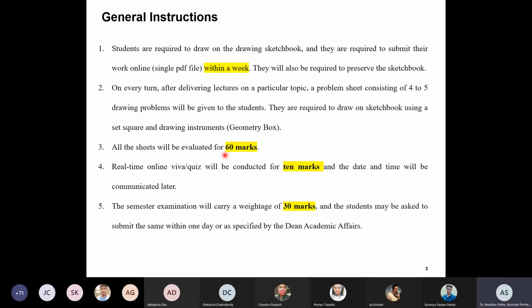And this is the present communication I got from the department and dean's office, that the 10 sheets will give you 60 marks. Then finally we'll have one more quiz for 10 marks, so this comes to 70. The remaining 30 marks will be given to end sem. These are the instructions as of now. If there is any change and I get informed, I will immediately let you know. As of now, this is the plan.